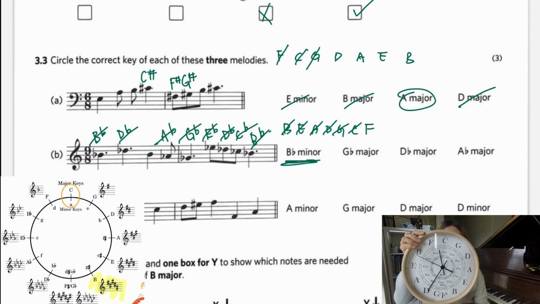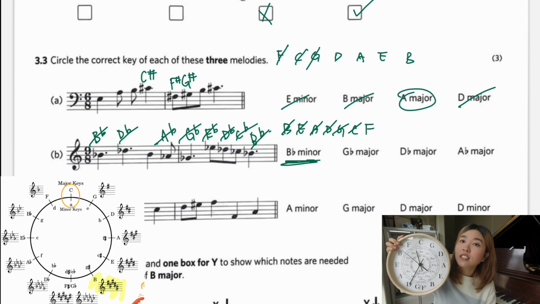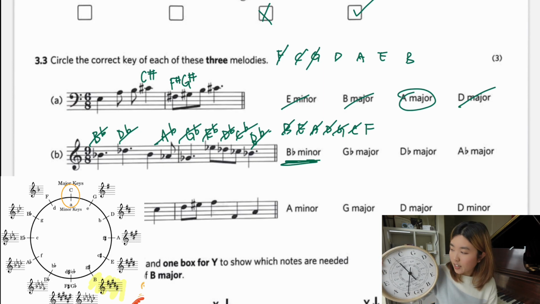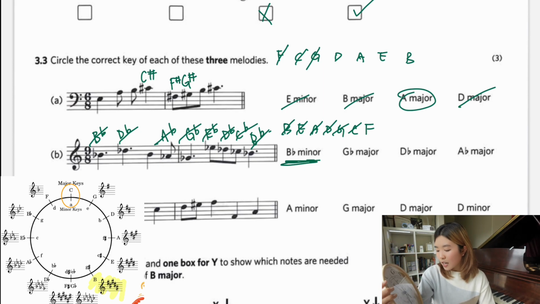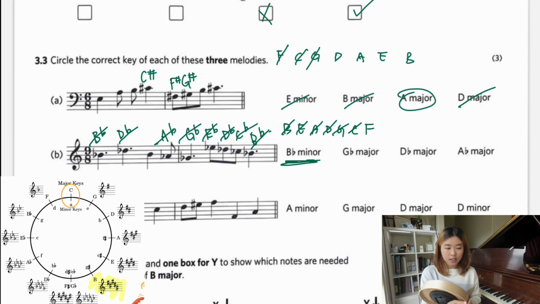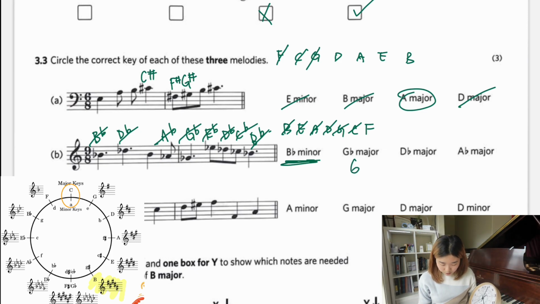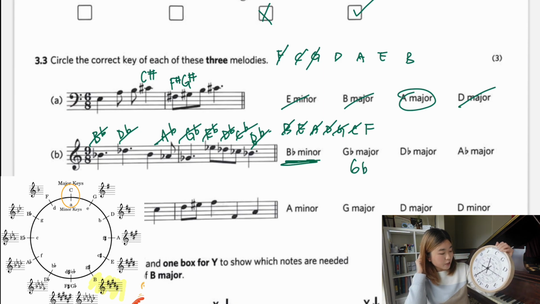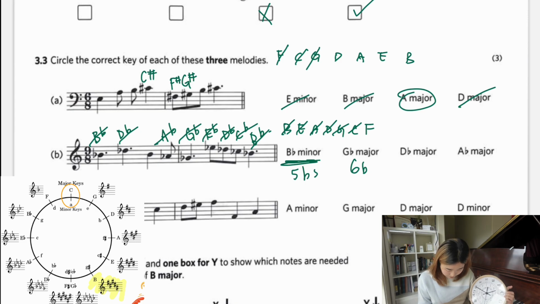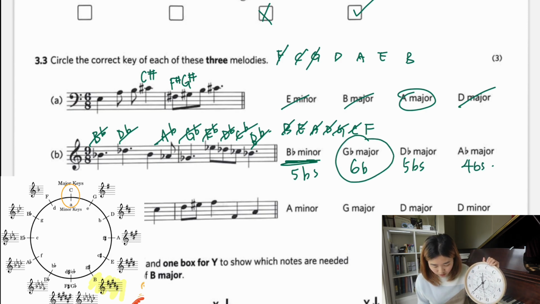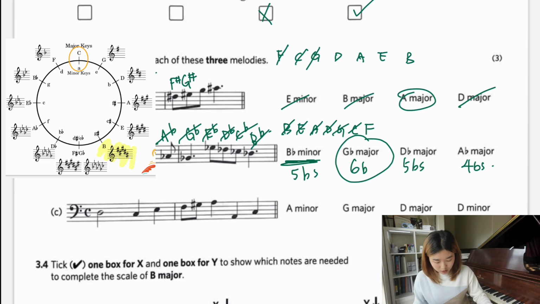Okay, so this is a clock, and it's showing the circle of fifths. So I think it's a really good tool for you to know how it works, okay? And also while you're doing some exercises. So we look at that. So we have G flat major. We have, see, it's 6 o'clock, so it contains 6 flats. So G flat, we have 6 flats. How about B flat minor? B flat minor, we have 5 flats. And then D flat major, we have 5 flats also. A flat major, we only have 4. Okay, so I think G flat major will be the answer because it's containing 6 flats.